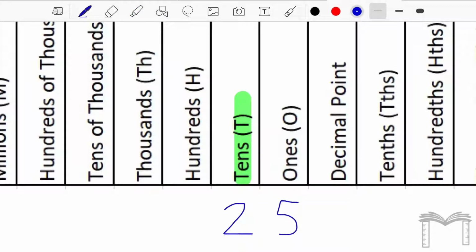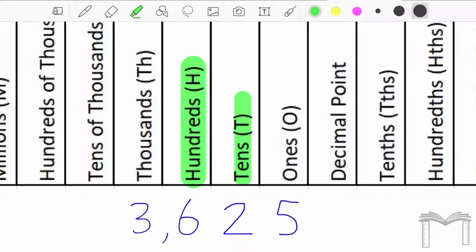If we add another number to the left, this number now becomes 625, and this number is in the hundreds column. If we add another number to the left, this number now becomes 3625, and this digit is in the thousands column.